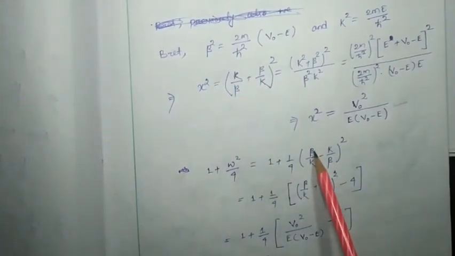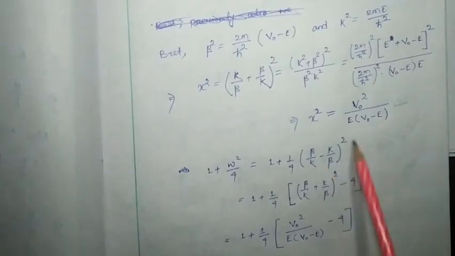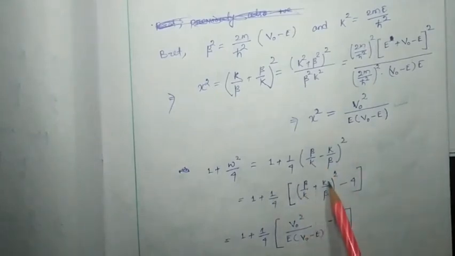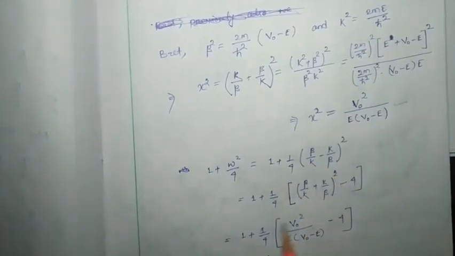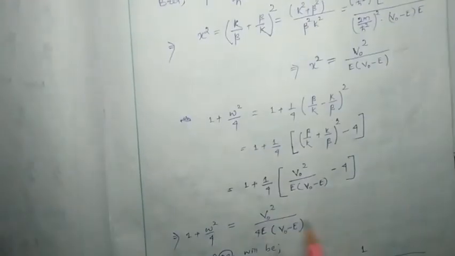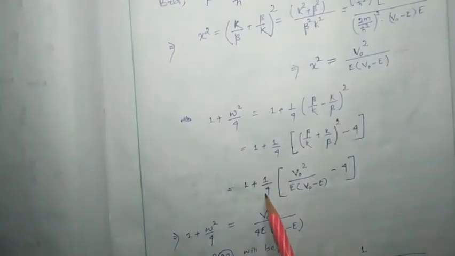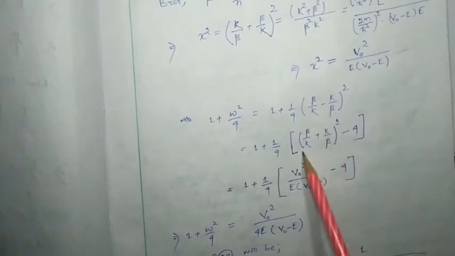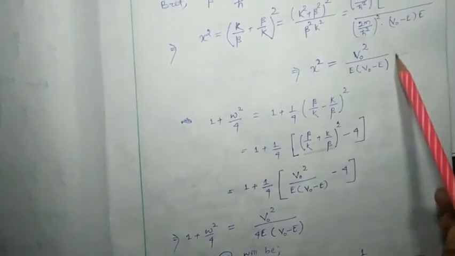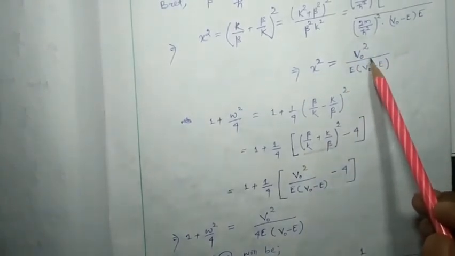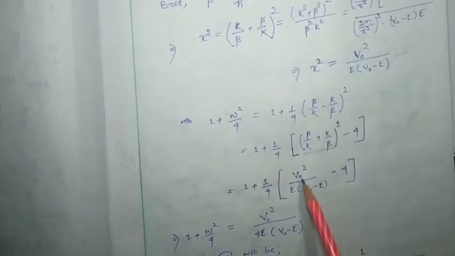So here (beta by k minus k by beta) whole square can be written as (beta by k plus k by beta) whole square minus 4. Okay, so it will be 1 plus 1 by 4 into this value, which is nothing but this one. You just put this value directly over here. It will be v0 square by e into (v0 minus e) minus 4.